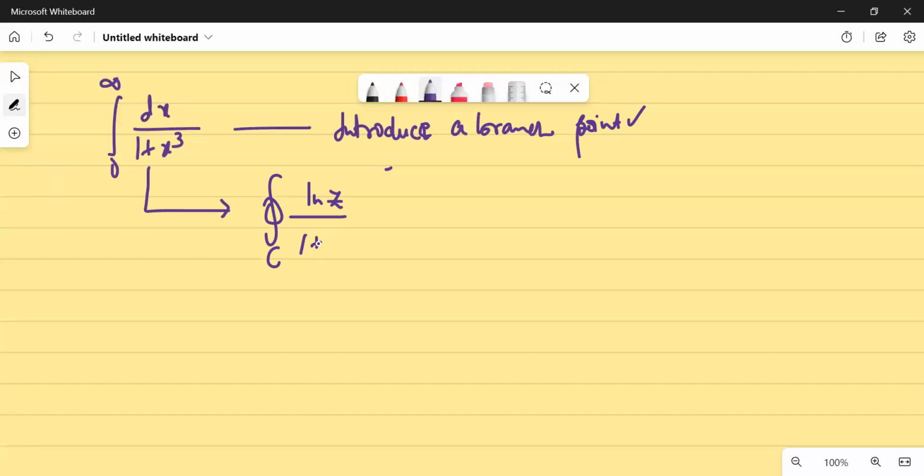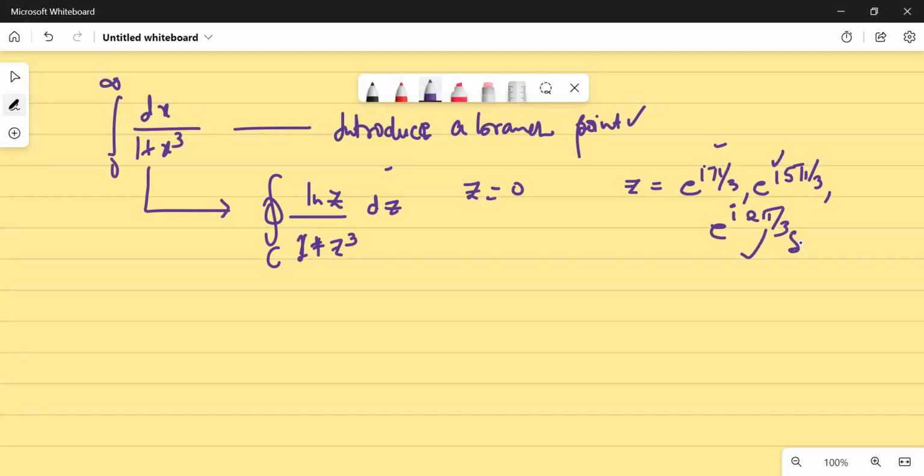Now you'll be confronted with this and you'll say, how come? Because here I was not having ln x, but I have written ln z here. But I would tell you to keep patience and listen as I move along. It's very easy to see that z equal to 0 is a logarithmic branch point here, and there are several other singularities like e to power iota pi upon 3, e to power iota 5 pi upon 3, and e to power iota 2 pi upon 3. All of these are simple poles.